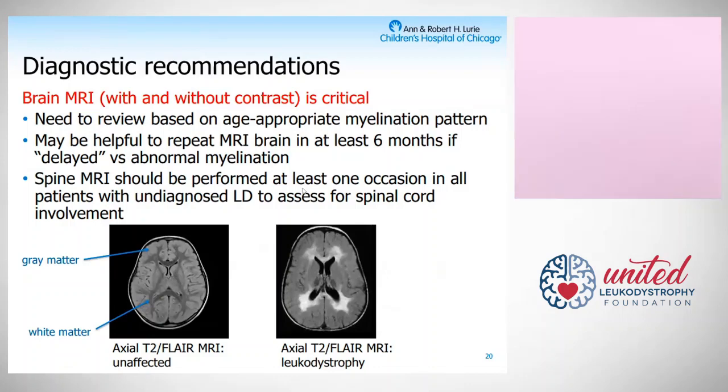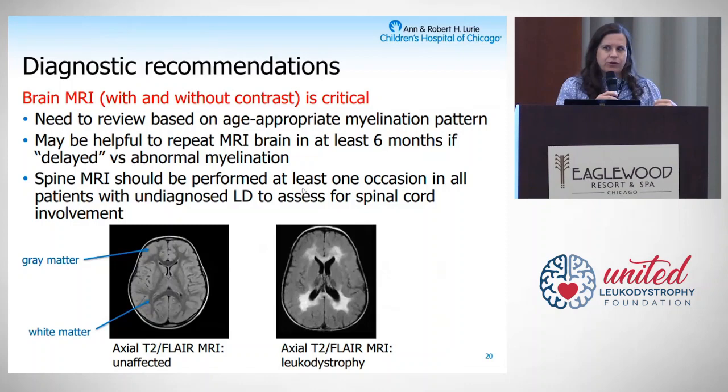So at birth, babies are not myelinated. So you need a neuroradiologist or a child neurologist who understands the normal myelination pattern so that they can interpret the myelin, if it's normal or abnormal based on the age of the patient. If we see something like delayed myelination, it may be helpful to repeat an MRI scan in at least 6 months to see if it's abnormal or it's just delayed.